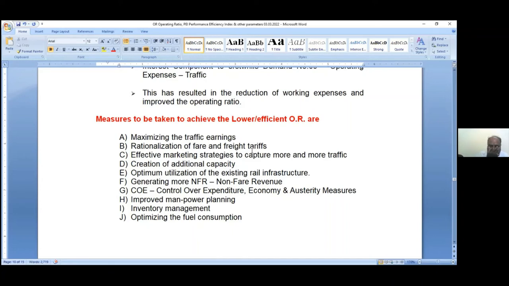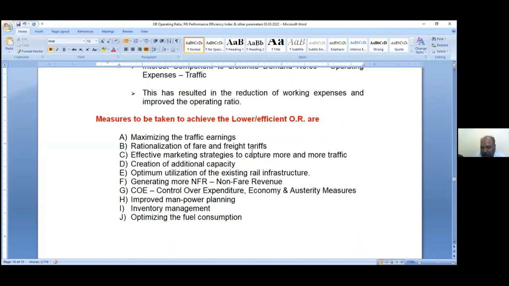What is the target in other countries? The share of non-fare revenue is almost 20%, whereas in the next year estimates it is only 4%, very negligible. So we have to generate more non-fare revenue other than coaching and goods earnings, and control our expenditure through economy and austerity measures and improved manpower planning, because staff cost is almost more than 50% of the total working expenses. By rationalizing and reducing manpower, we can achieve a more efficient operating ratio.